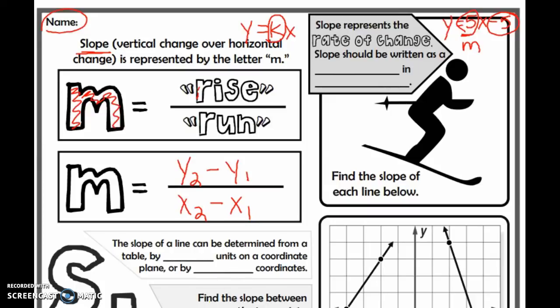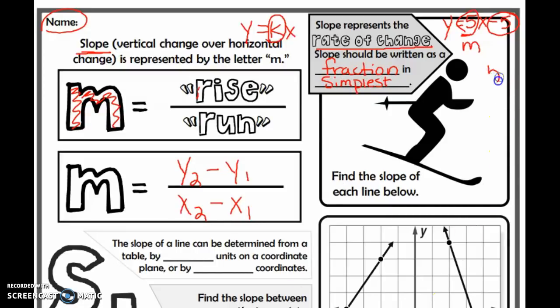And I want you to look over here. It says slope is represented by rate of change. Rate of change. I think you even saw that on your scenario packets. Slope should be written as a fraction in simplest form. Now let's review for a little bit.